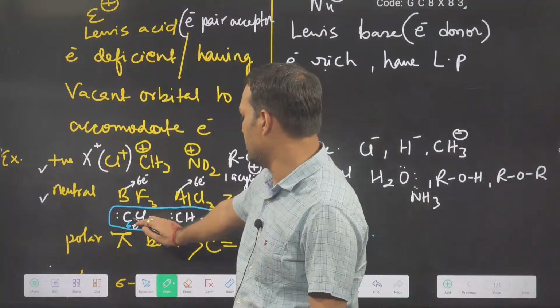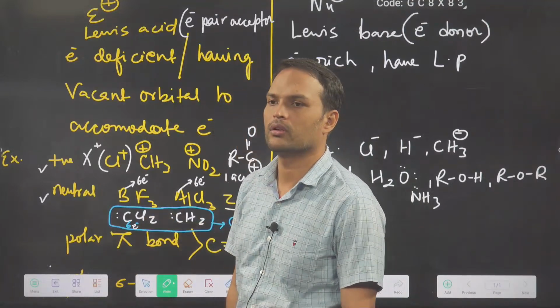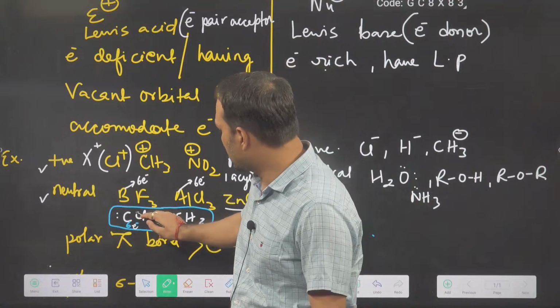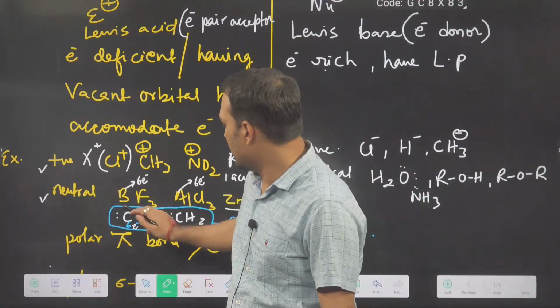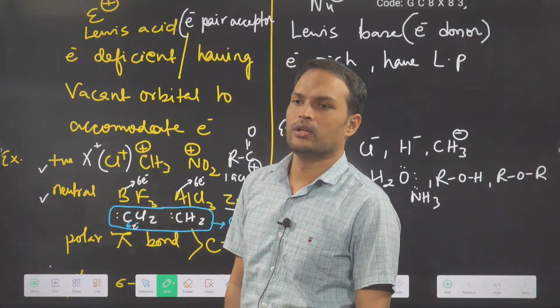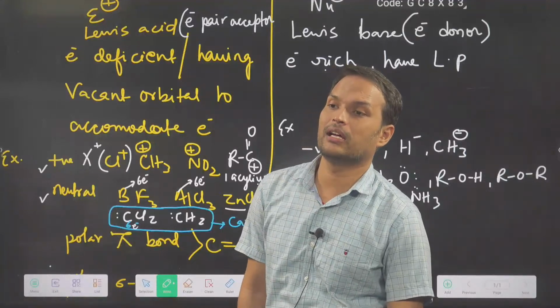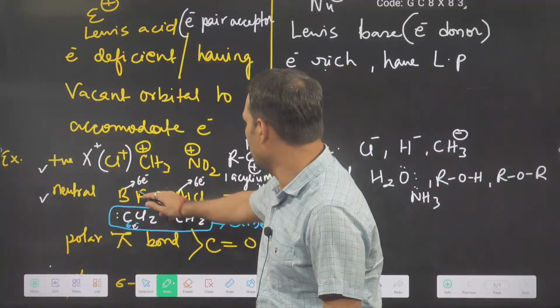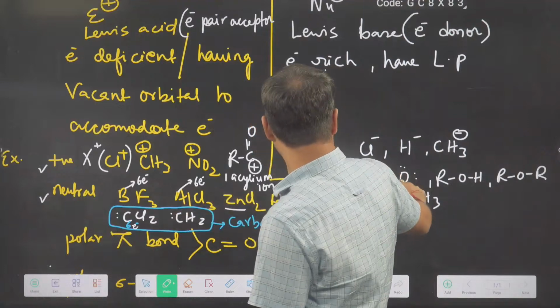Dichlorocarbene, correct. Its name is dichlorocarbene. If you count the electrons, two chlorine bonds are there. So two bonds, 4 electrons, and 2 electrons here means 6 electrons only. So remember this. They will give you a question: which of the following is a nucleophile? BF3, AlCl3, CCl2, and water.